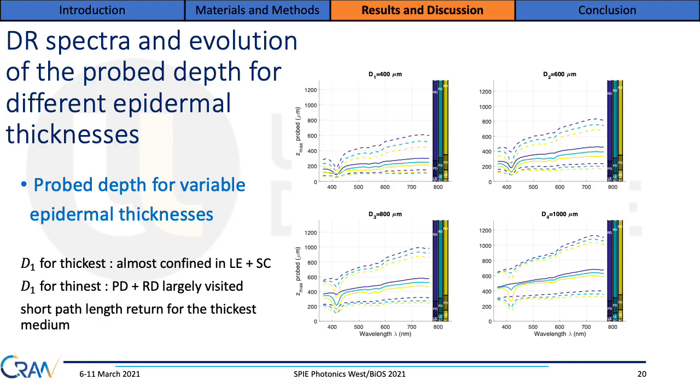If you observe the probe depths at D1 for the thickest epidermis model, we notice that most of the photons having contributed remain confined in the stratum corneum and living epidermis layers. For the thinnest epidermis model, the photons have largely visited the papillary dermis layer and even the reticular dermis one, especially for the near IR wavelengths. The evolution of the spectra at the first distance for the different thicknesses may be explained by the high scattering capacity of the stratum corneum and living epidermal layer, at the origin of a short path length return of many photons to the surface and thus captured at D1.